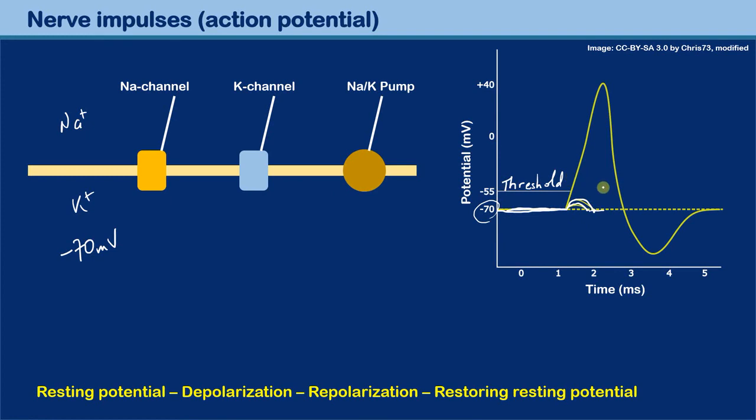So, and now let's assume that we've reached the threshold level. And then the sodium channels open up, Na plus moves in, and we're now up to plus 30 millivolts. And well, you know what this diagram shows you?